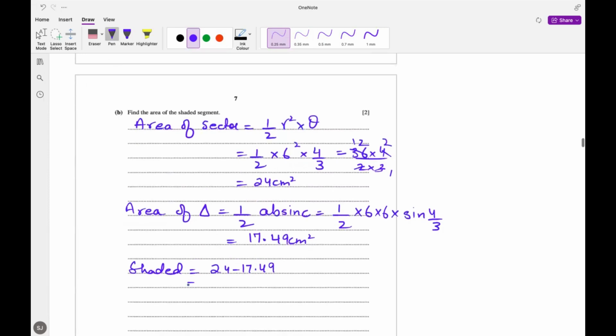So the final answer will be, subtracting 24 and 17.49, the answer will be 6.5 centimeters squared for the shaded region.